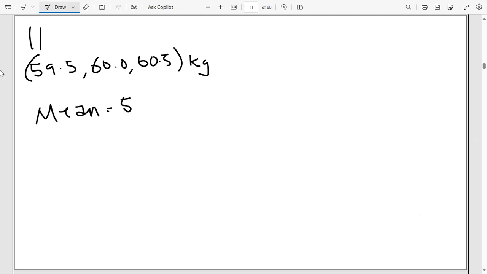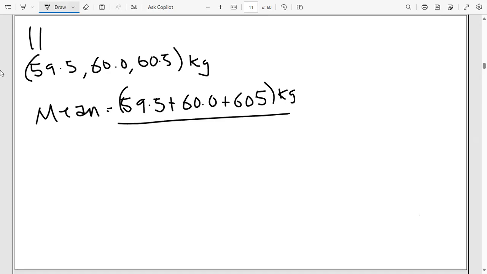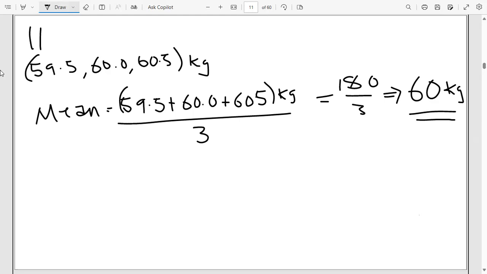We're going to say 59.5 plus 60.0 plus 60.5. These are in kilograms, divided by the number of figures that we have, or the number of measurements that we have, which in this case is equal to 3. This is going to give us 180 over 3, and this is going to give us a mean weight of 60 kilograms. So the mean weight here is 60 kilograms.